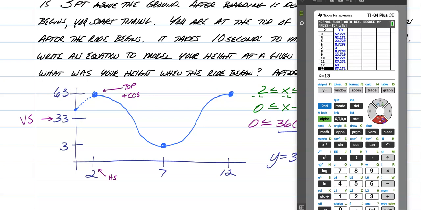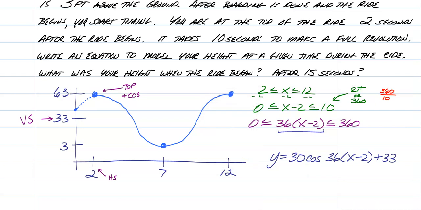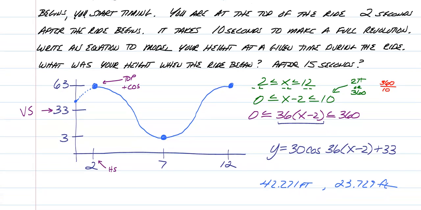And then 15 seconds, that's simple enough where you can just scroll. Otherwise, you can just use the value function. But 15 seconds in, you're at 23.729. And those are the answers to your question. So when you first began, your height was 42.271 feet. And then after 15 seconds, you were at 23.729 feet. But that's it. That's how you read a sinusoidal application problem and write the equation.